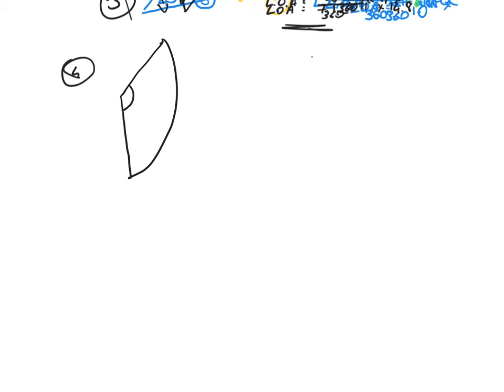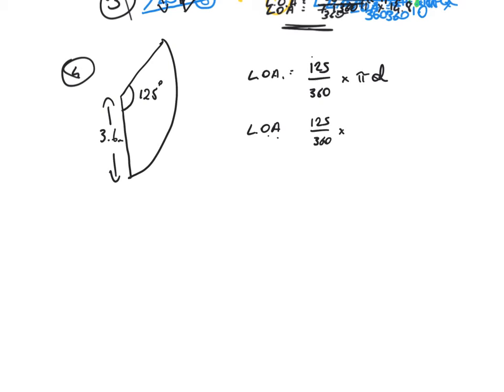So it's a bigger angle this time. The angle this time is 125 degrees and 3.6 metres for the radius. So same again, length of arc equals, well, the slice is a bigger slice this time, 125 degrees out of 360 multiplied by pi multiplied by d. Remember that pi d is the circumference of the circle, and we are looking for a 125 degree slice. So 125 out of 360 multiplied by pi multiplied by the diameter.